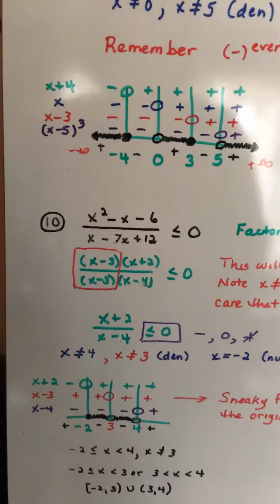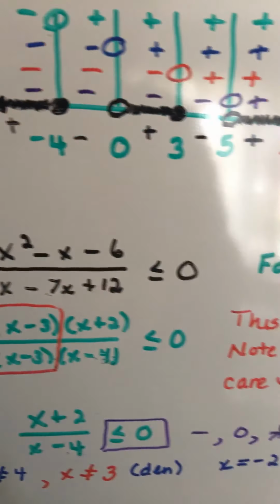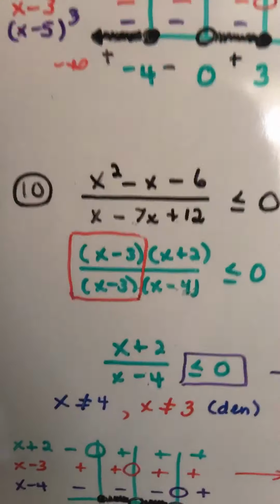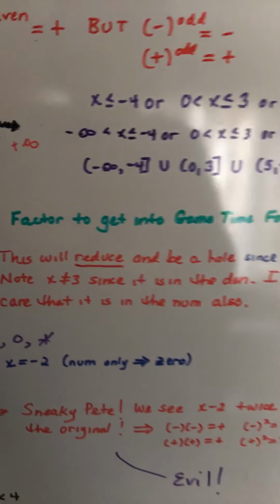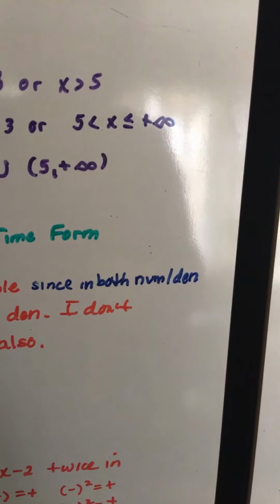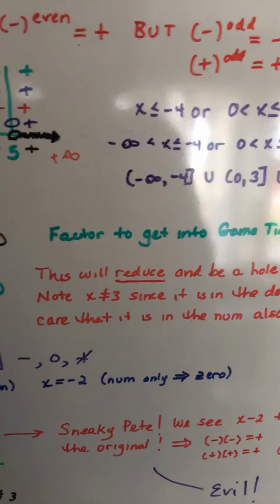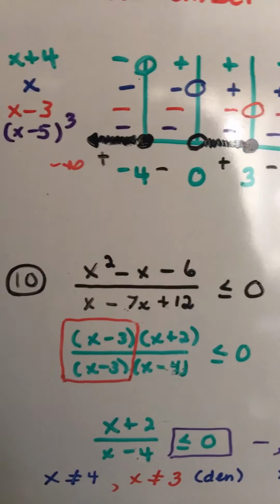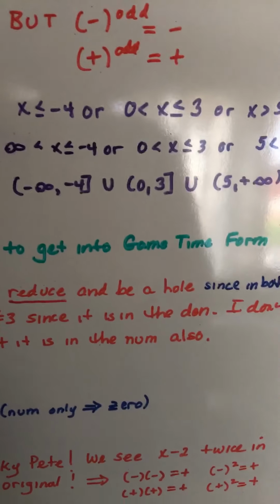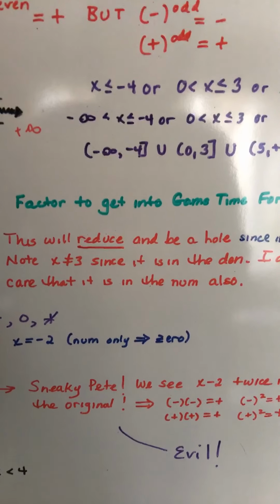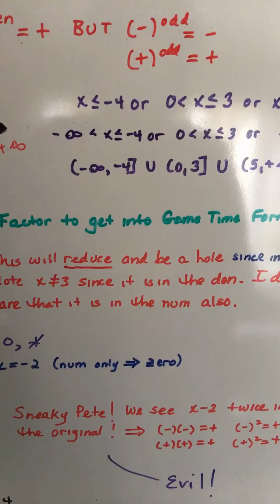All right, problem 10. It would be ready to go, but we need to factor it, so it will be game time form. So I went ahead and factored it, but what did I notice? I noticed x minus 3 is on top and bottom. What does that tell me? It tells me that when I reduce these, I'm going to get a hole, since they're both in the numerator and the denominator. So note x can't be 3 since it's in the denominator. And notice whenever you're top and bottom and you cancel it, I don't call it a vertical asymptote, but we know it's going to be a hole instead from what we've done earlier before and during spring break.